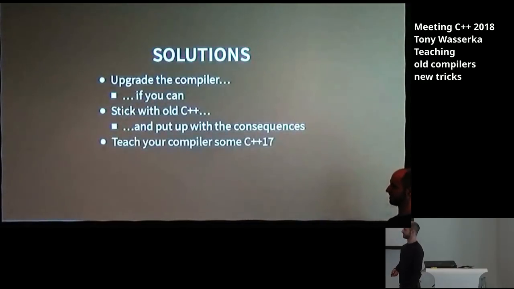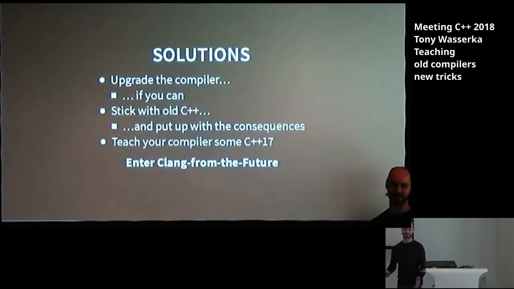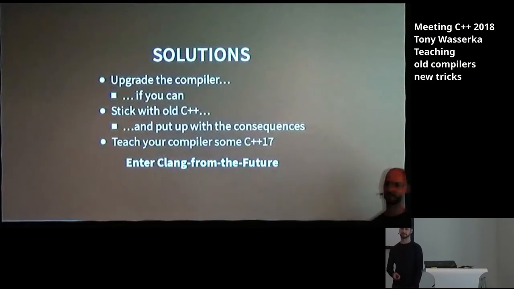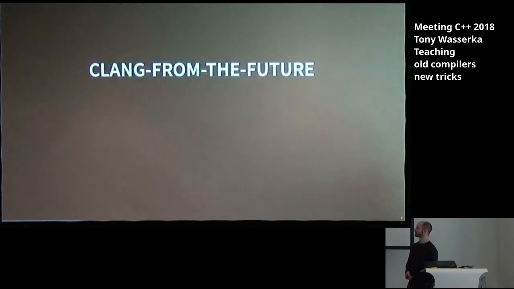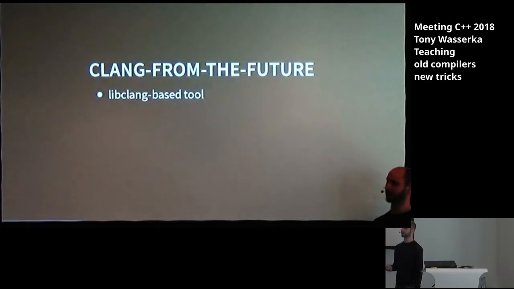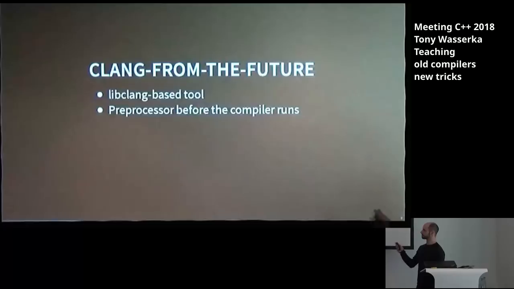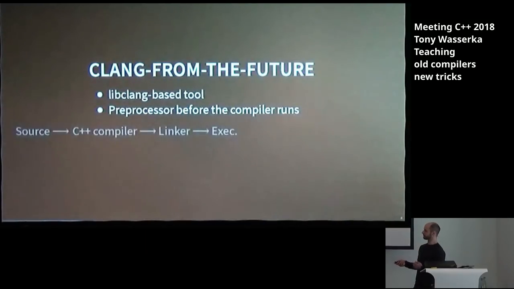So now I'm presenting a new solution for that, which is called Clang from the Future. And the idea is basically you take your old toolchain, you keep using it just fine, but you teach it how C++17 works. So yeah, this is a libclang-based tool, more on that in a second. And the idea is it's not a replacement for your compiler, it's a preprocessor step that is run before your actual compiler.